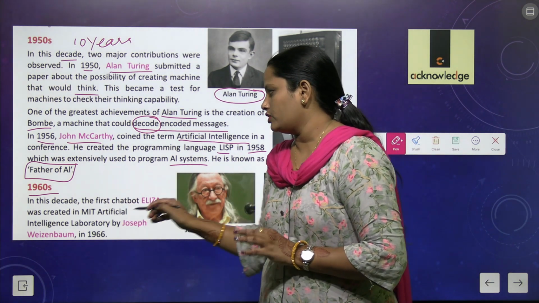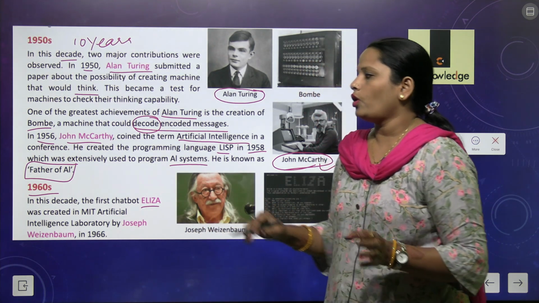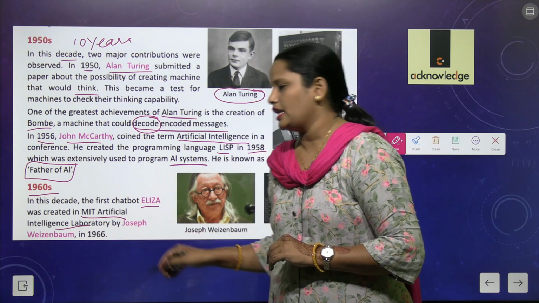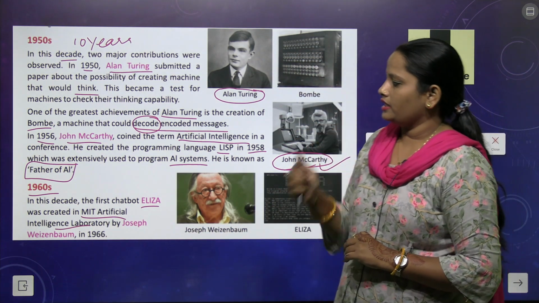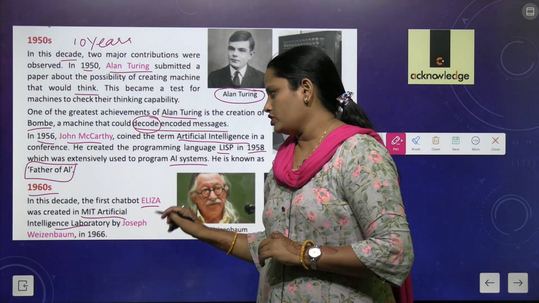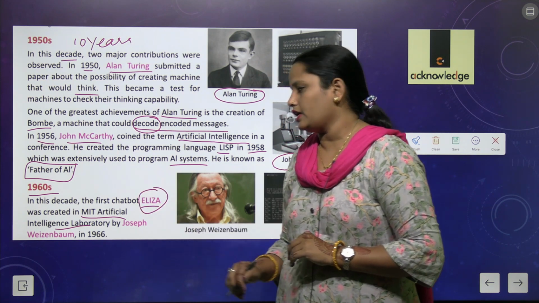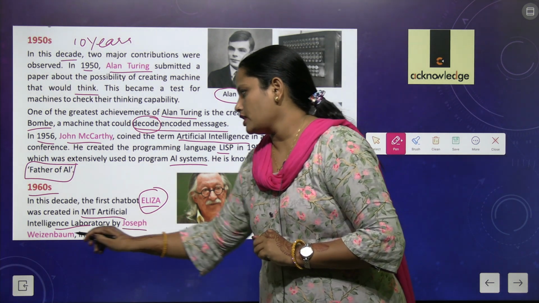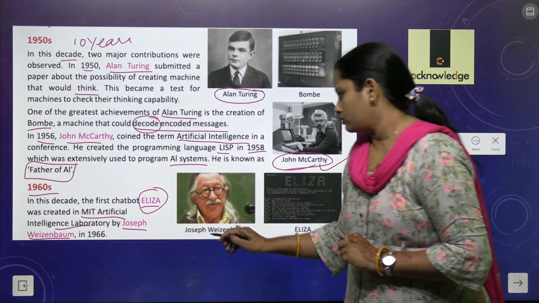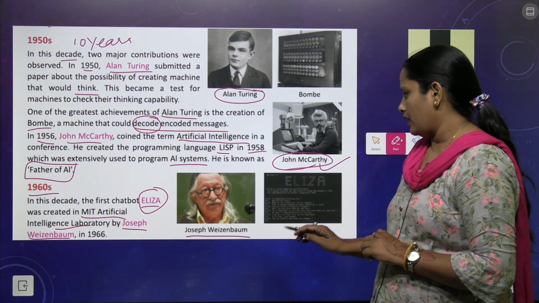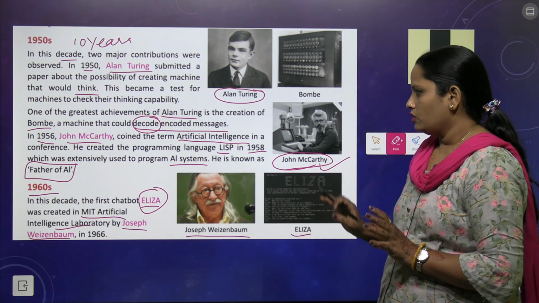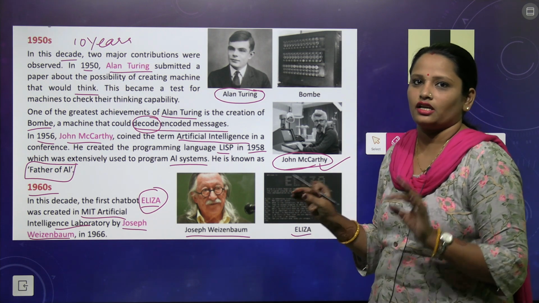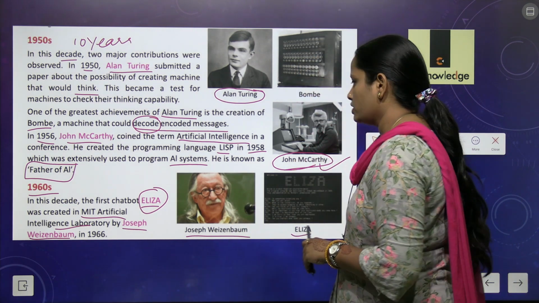Next, in the 1960s, after 10 years from Alan Turing and John McCarthy, what happened? In this decade, the first chatbot Eliza was created in the MIT Artificial Intelligence Laboratory. So, in this lab, the first chatbot was made, and the name of the chatbot was Eliza, by Joseph Weizenbaum. So, here is a picture of him, and he created this Eliza. What was the use of this? It was a chatbot, like we do chatting in WhatsApp and other social networks.